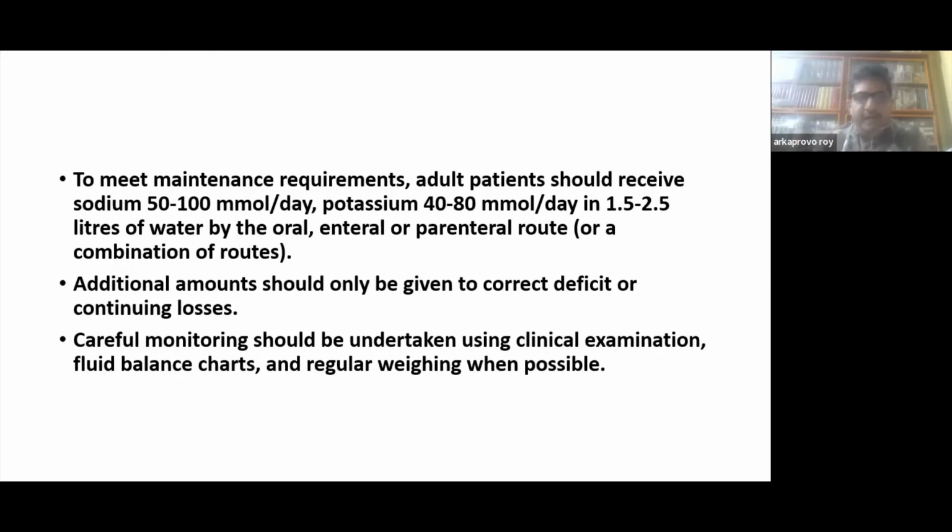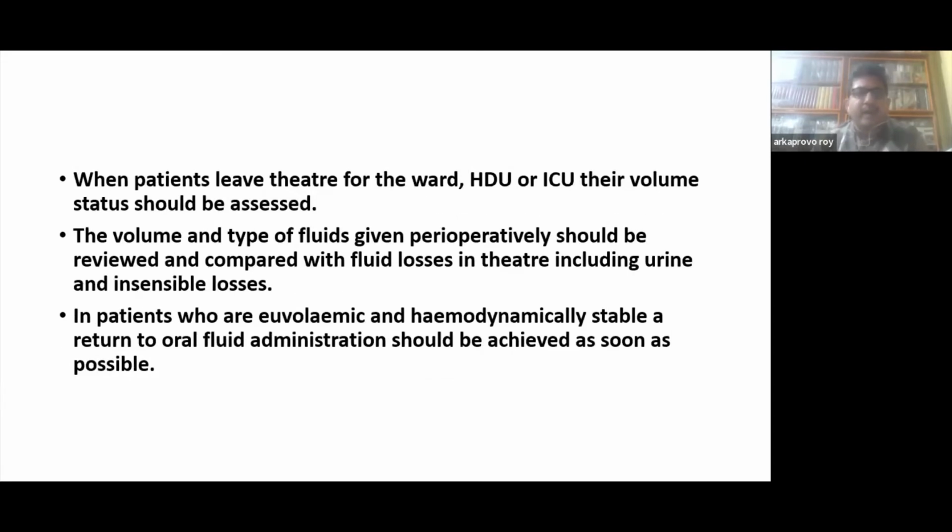Careful monitoring should be undertaken using clinical examination, fluid balance charts, and regular weighing when possible. When patients leave theater for the ward, HDU or ICU, their volume status should be assessed. The volume and type of fluids given perioperatively should be reviewed and compared with fluid losses in theater, including urine and insensible losses. In patients who are euvolemic and hemodynamically stable, a return to oral fluid administration should be achieved as soon as possible.